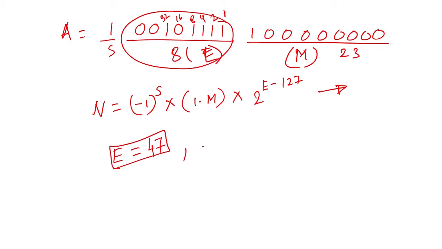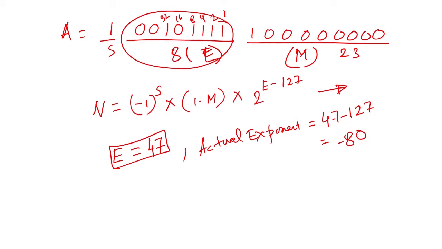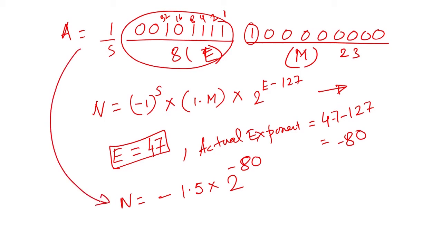So, what is the actual exponent? The actual exponent E is 47 minus 127. So, how much will it come? Minus 80. Okay. And what is this mantissa value? 0.1 is nothing but 0.5, right. So, therefore, the number is nothing but minus 1.5 into 2 to the power minus 80. This is the equivalent number.